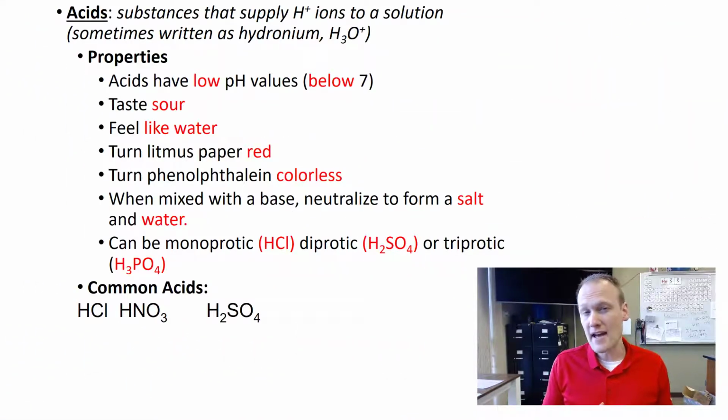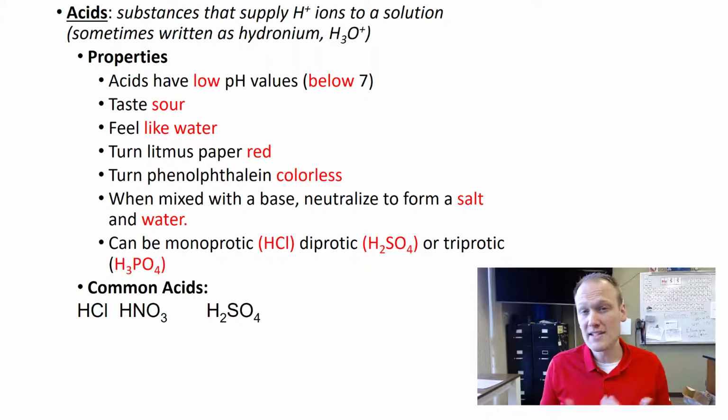We've already done naming acids in this class, and so you should know that acids will produce H+ cations when they're put in solution. That H+ ion typically will combine with a water molecule when dissolved and will form something called a hydronium ion, or H3O+. Acids have a pH that's lower than 7, they taste sour, and they feel like water.